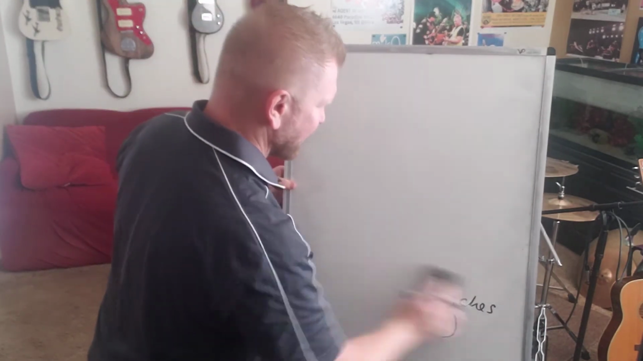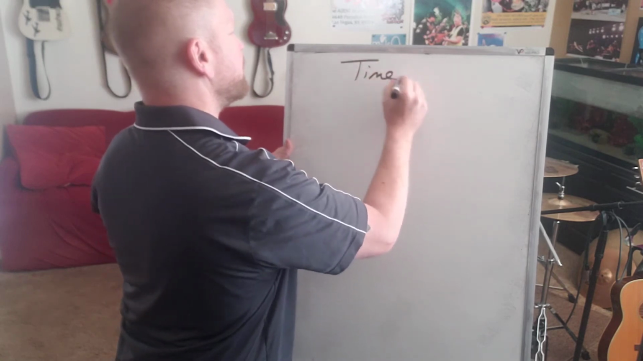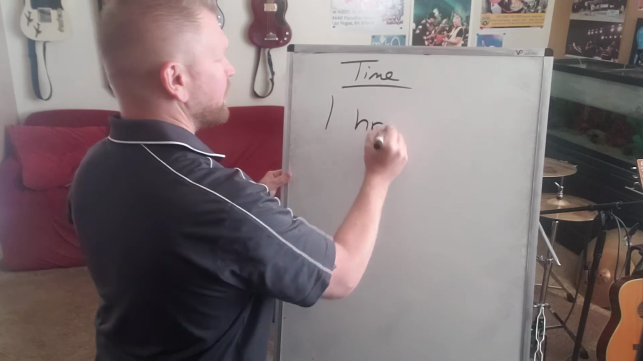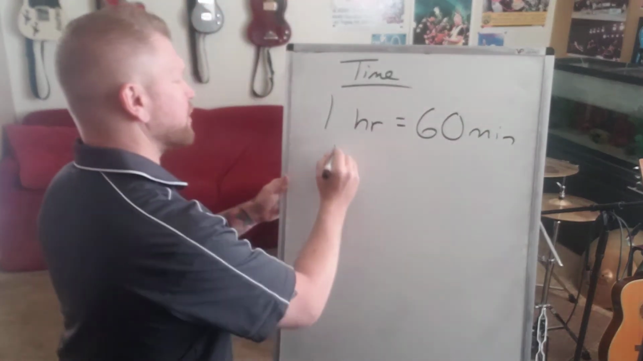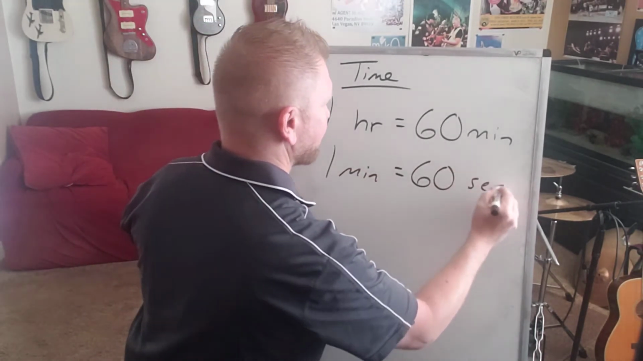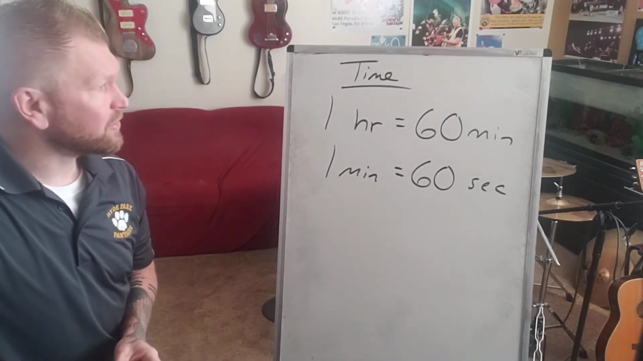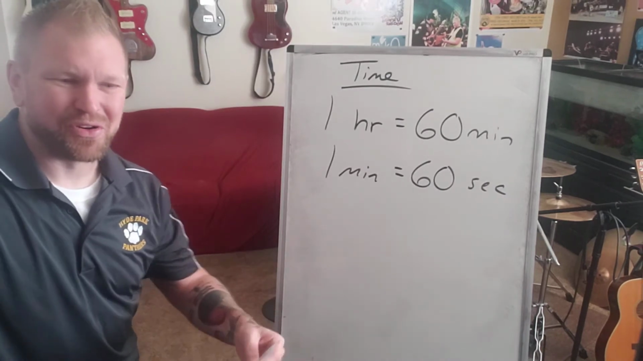I don't think that they have units of time on the quiz, but you should also know that for units of time, if you've got 1 hour, HR, that is 60 minutes. And you should know that if you've got 1 minute, that is 60 seconds. All right, so these are all the different units that we can make some conversions for, which we'll do in a second.